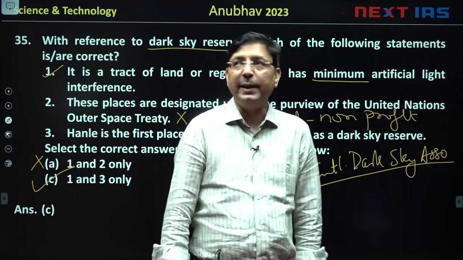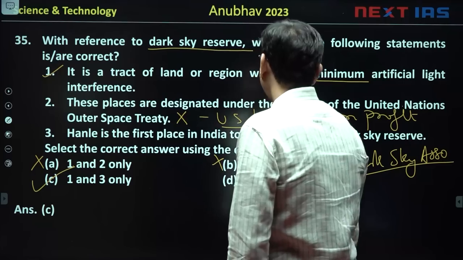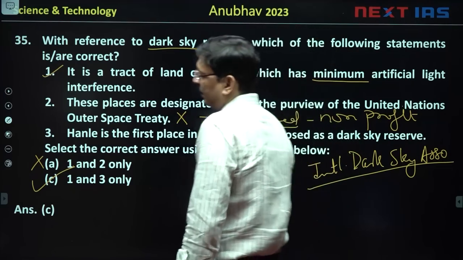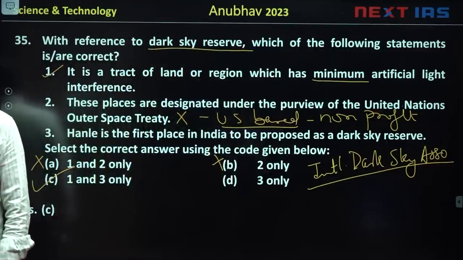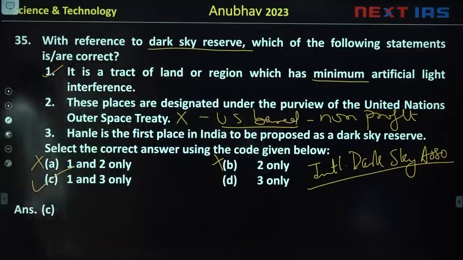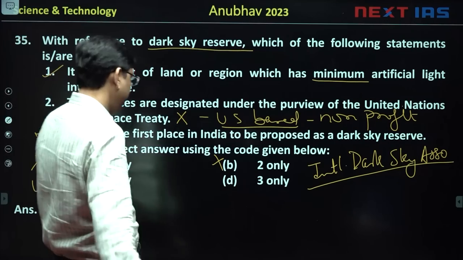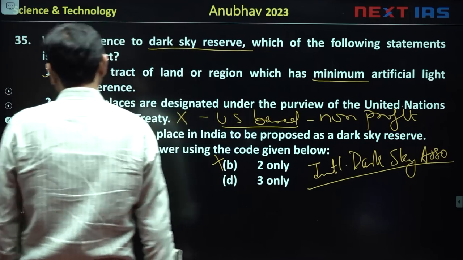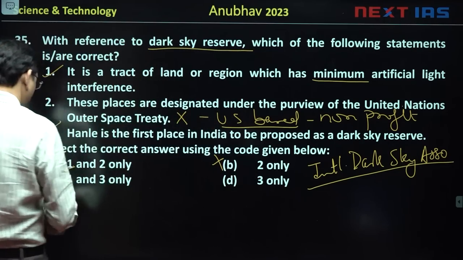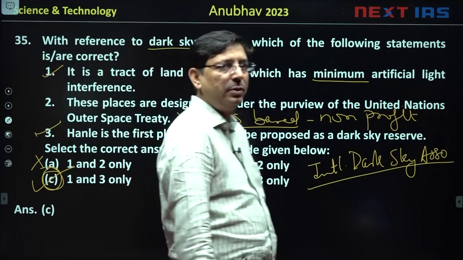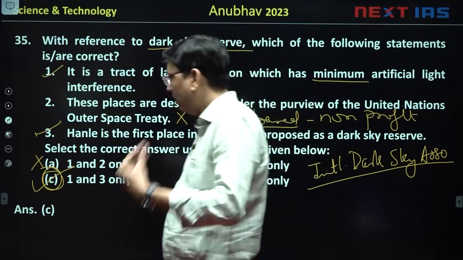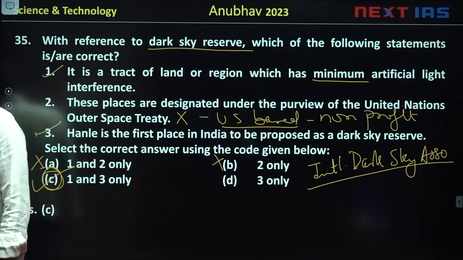But still we will see. Henley is the first place in India to be proposed as a dark sky reserve. Yes, Henley dark sky reserve, Ladakh, will be India's first dark sky reserve. So this statement is correct. So the answer for this question is C, 1 and 3. Okay, fine. Now move to the next question.